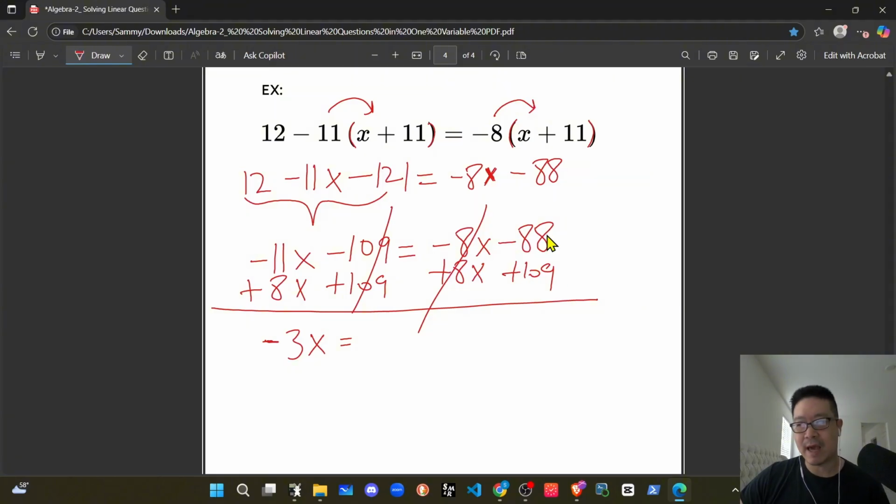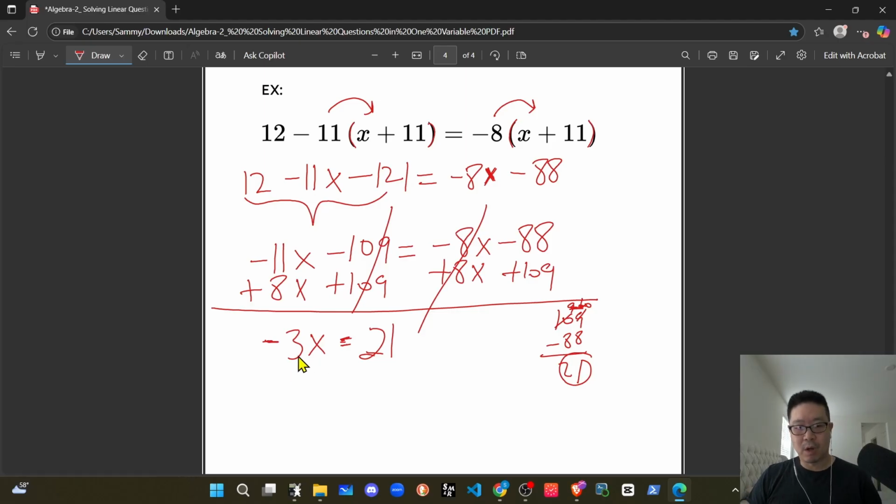On the right side, we have negative 88 and positive 109, which is going to be 21, right? 109 minus 88. Sorry. 9 minus 8 is 1. 10 minus 8 is 2. So on the left side, we have negative 3x. And on the right side, we have 21.